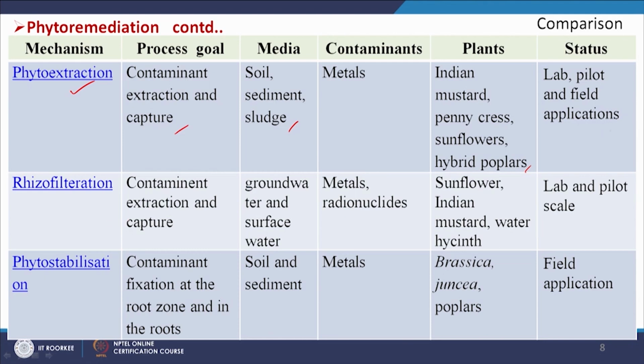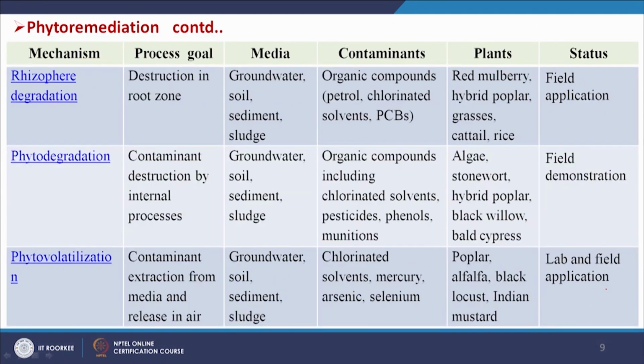And rhizofiltration, where contaminant extraction and capture is the main objective, and groundwater and surface water are used in this case. Metals and radionuclides are the contaminants investigated, and sunflower, Indian mustard and water hyacinth have been used, and lab and pilot scale studies have been performed. And phytostabilization, contaminant fixation at the root zone and in the roots. That is the main objective, and for metals, Brassica juncea and poplars have been used in field application.